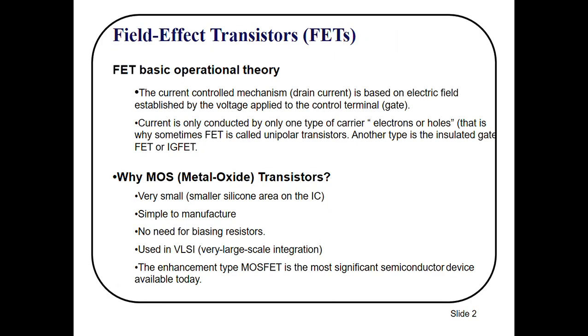MOSFET is metal oxide semiconductor field effect transistor. In MOSFET, we apply the voltage at the gate terminal and control the current between drain and source terminals. MOSFET is a unipolar device because it has only one type of carriers, either electrons or holes.